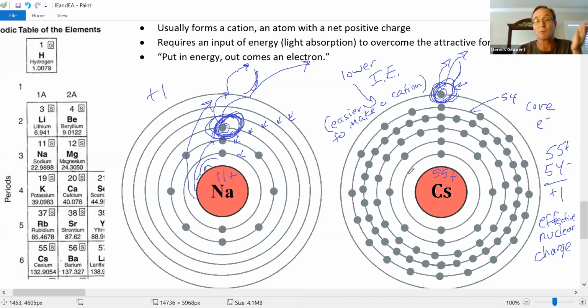And then you could argue that, wait, if they both have the same effective nuclear charge, this outermost electron is farther away, and electrostatic forces get stronger as you get closer, and they weaken as you get farther away. So the charge is +1 in both cases, but this 6s electron of cesium is farther away, and so its attractive force is weaker than the 3s electron of sodium. So there you go. Another case for saying cesium has the lower ionization energy.